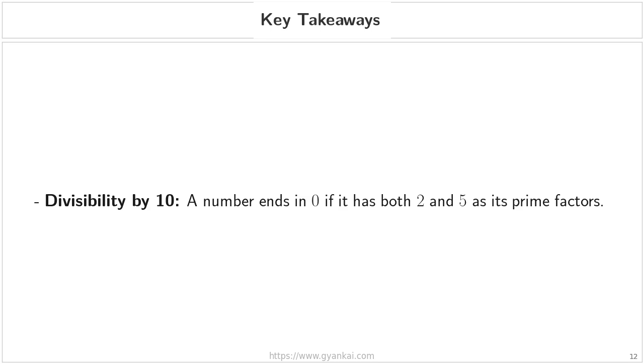First, let's reinforce the rule for divisibility by 10. As we discussed when looking at the logic of numbers ending in 0, a number will only end with the digit 0 if its prime factorization contains both the prime factor 2 and the prime factor 5. If even one of those is missing, that 0 simply won't appear.